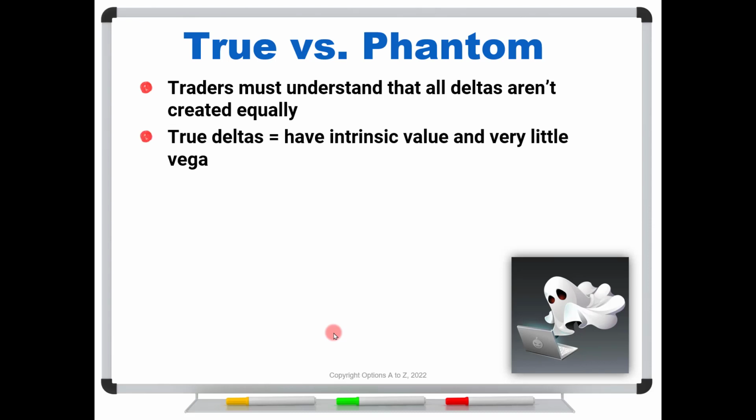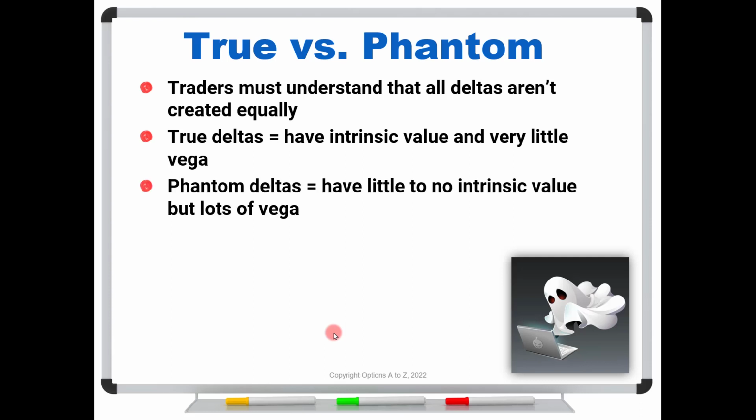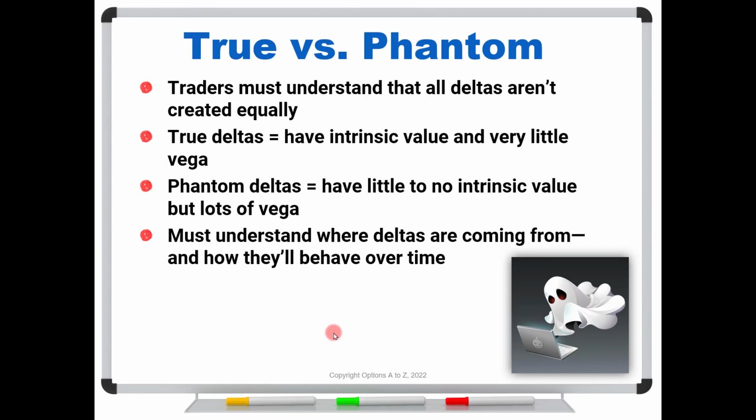True deltas have intrinsic value and very little vega. And so in other words, they're usually going to be shorter dated or be on an option that has fairly low volatility. Phantom deltas, on the other hand, have little to no intrinsic value, but lots of vega. And that vega is coming from, again, volatility and/or time to expiration. So the point to get from all of this is that before you start doing some of the fancier things with options, or even some of the simpler things for that matter, you must understand where your deltas are coming from and how they'll behave over time.